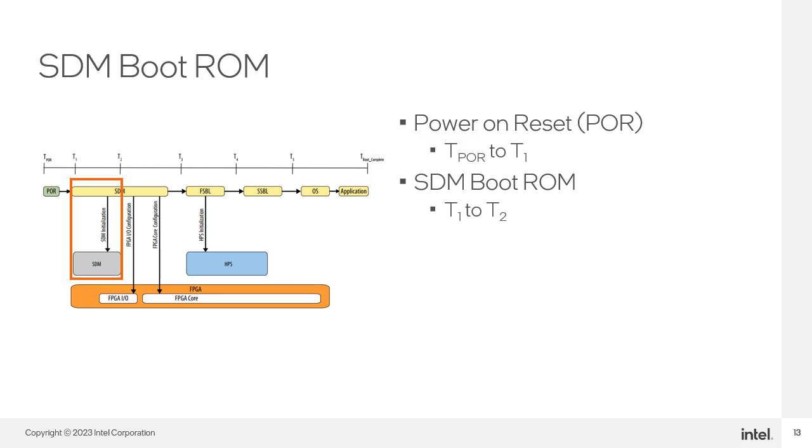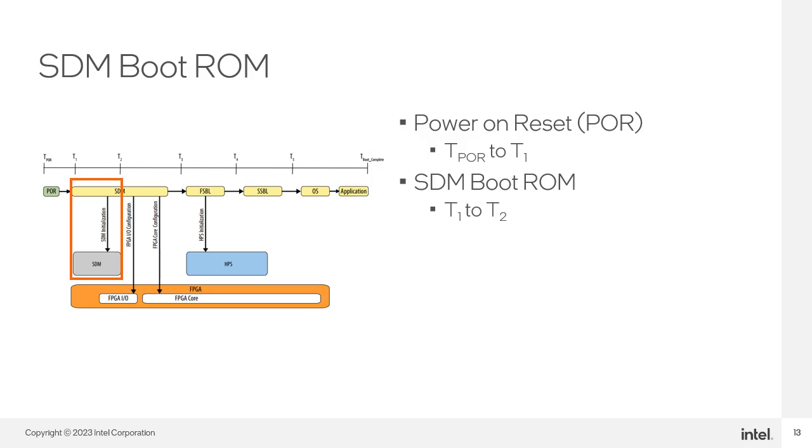The power on reset puts the device in a known state as a starting point for the booting process. After this time, power on, when T1 is happening as seen in the slide, the SDM samples the MSEL pins, hardware, to determine the configuration scheme and boot source. Then SDM establishes the device security level based on E-fuse values.